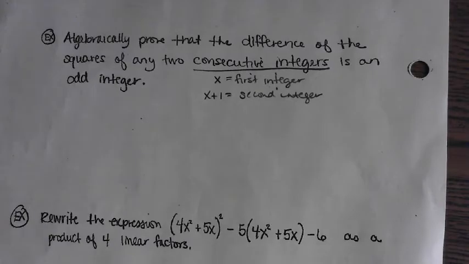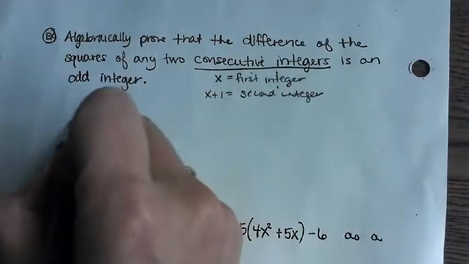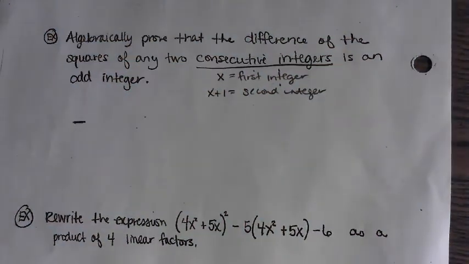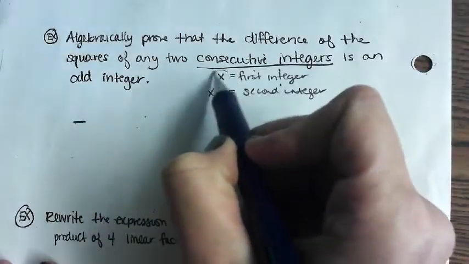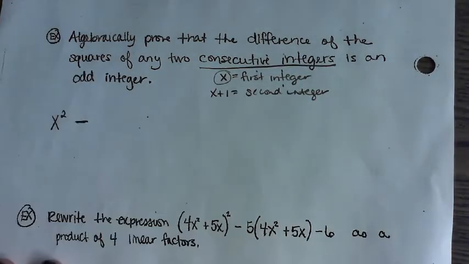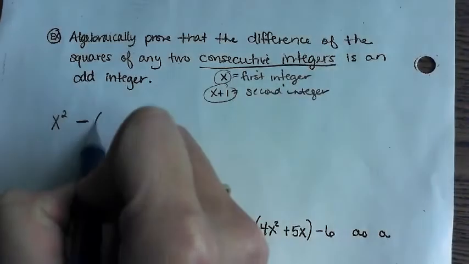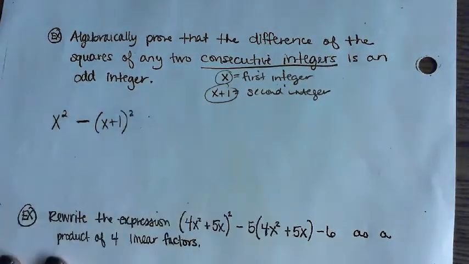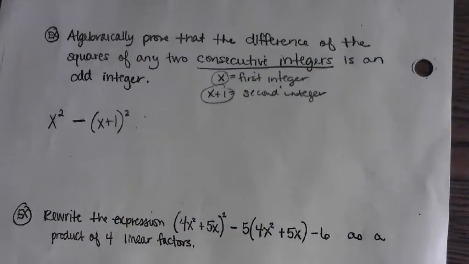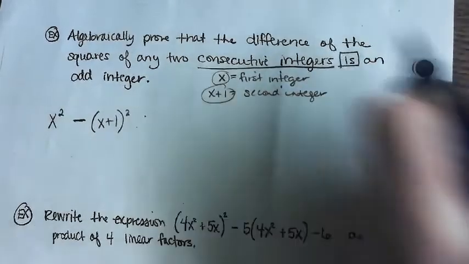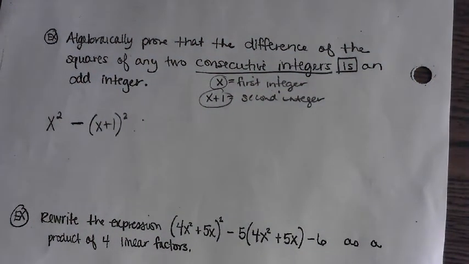This wants us to prove that the difference, subtraction, of the squares of those, that would be x squared minus x plus 1 squared. Does everybody agree that's the difference of the squares of those? Any questions on that? They want us to prove that this is, and what symbol do you use when you see is in math? Equals.